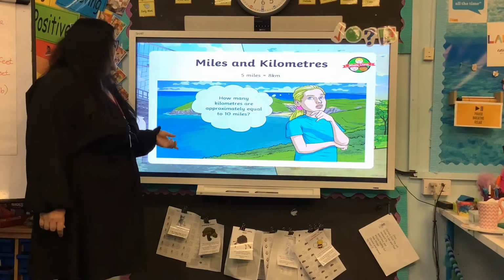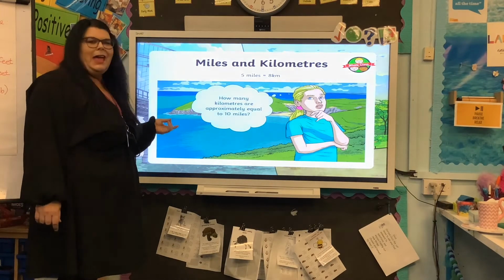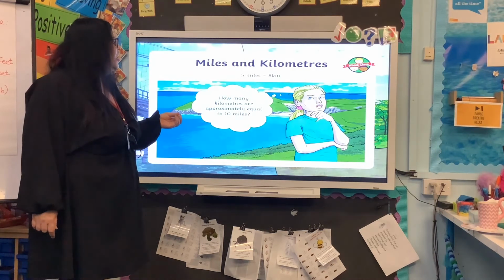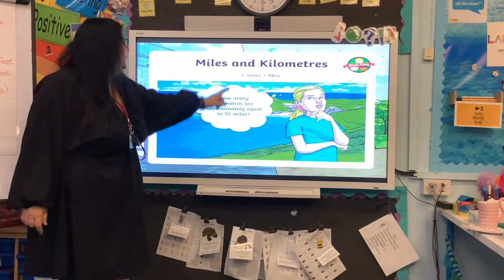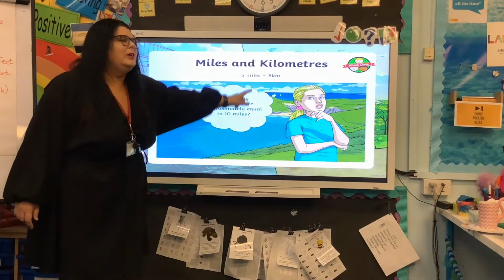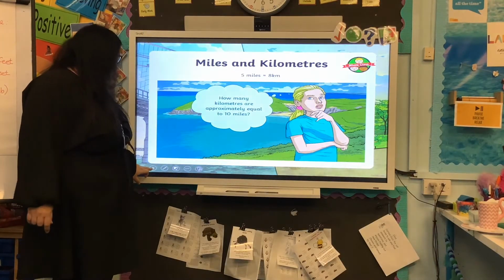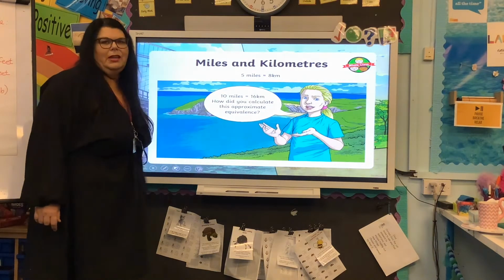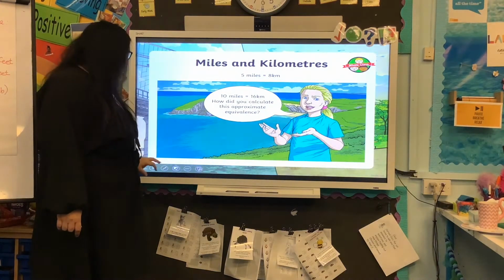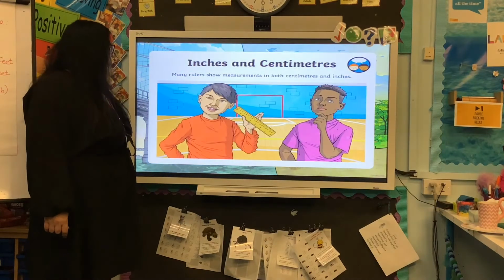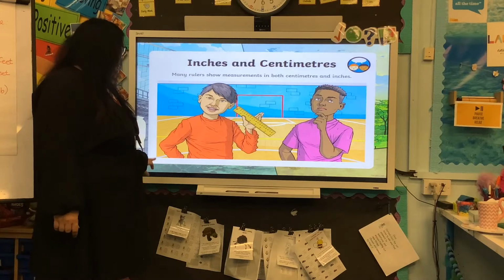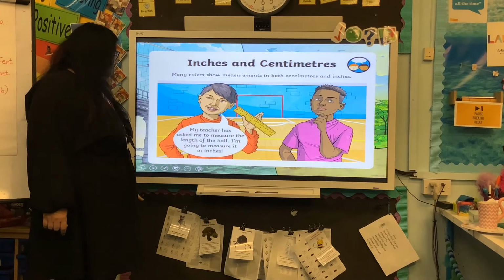How many kilometres are approximately equal to 10 miles? And hopefully you're looking at the screen, you're thinking, well, I'm going to double it because I've doubled 5 to get to 10. So I'll double 8, which should give you 16. So how did you calculate it? I doubled it. I wonder what you did to get the answer. So rulers normally show centimetres and inches.